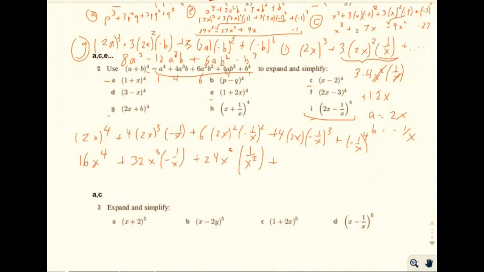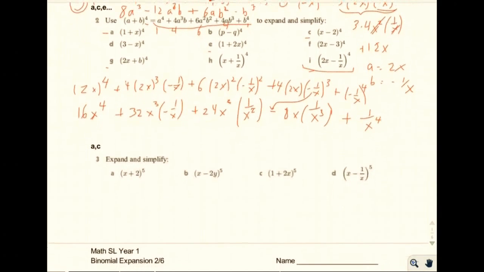Now here we would have negative. The negative from here would come up front. 2 times 4 is 8x, 1 over x cubed. And then the last one, we have 1 over x to the fourth. The negative sign disappears because it multiplies times itself 4 times. So we just need to simplify this one, and this one, and this one. The first term and the last term are as simplified as they're going to get.